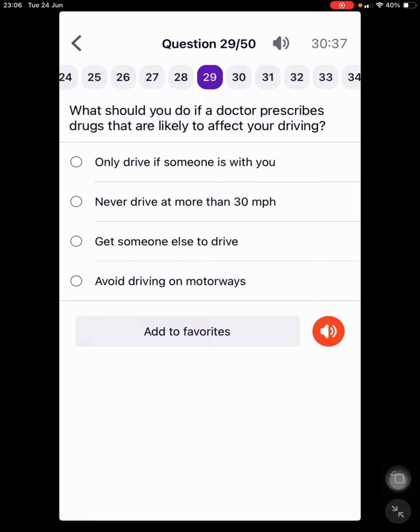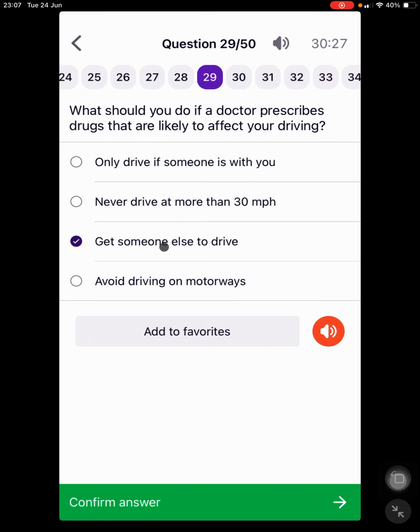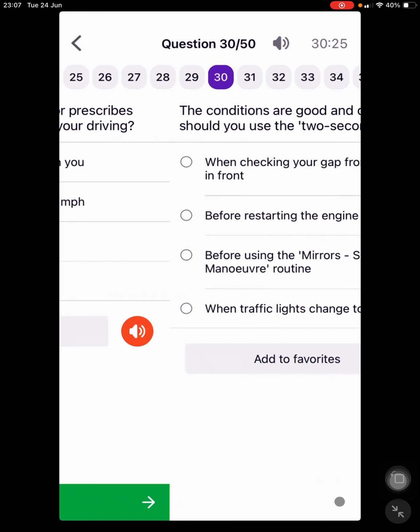Do not drive. So what will be the answer? Get someone else to drive. Do not drive, yeah. So get someone else to drive.